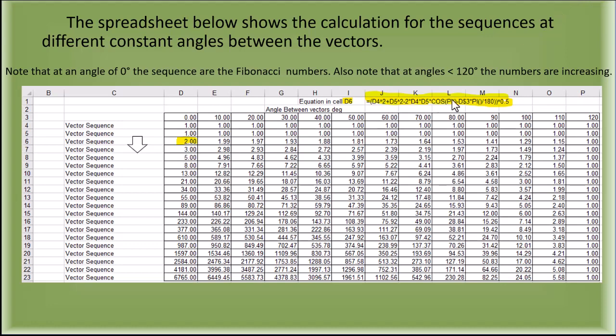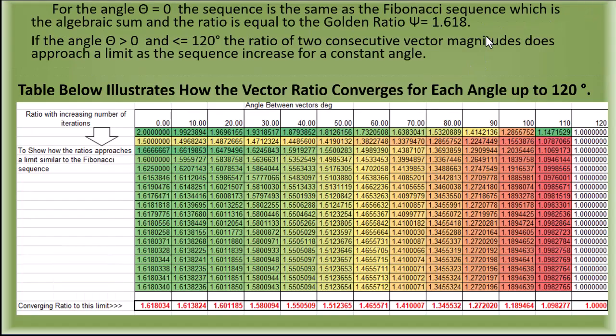This is an example of the equation I used from the previous page applied in Excel. In this table, I take the ratios of each of the numbers in the sequence at each of the degrees that we calculated in the earlier page and look at those ratios. And of course, at 0 degrees, it approaches the golden ratio, because vector addition at 0 degrees is basically the same in terms of their magnitudes as the algebraic addition.